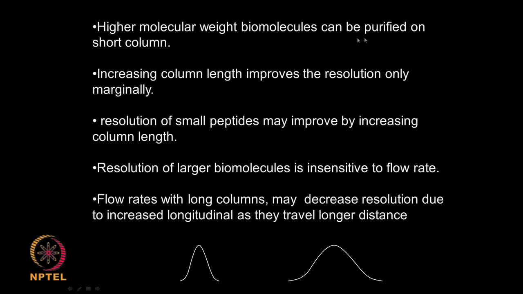Higher molecular weight biomolecules can be purified on a short column; increasing column length improves the resolution only marginally. Resolution of small peptides may improve by increasing column length. Resolution of large biomolecules is insensitive to flow rate. If you are running long columns, it may decrease resolution due to increased longitudinal diffusion as they travel longer. If I have a small column, you may get a sharp peak. If I have a large column, separation may be good, but the peak may go very broad because of the longitudinal diffusion that is taking place.